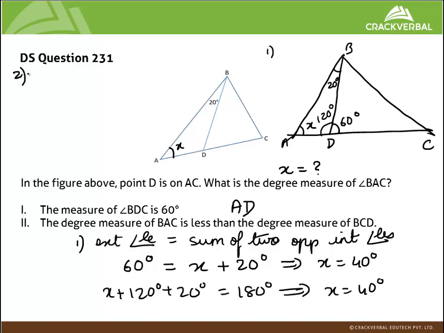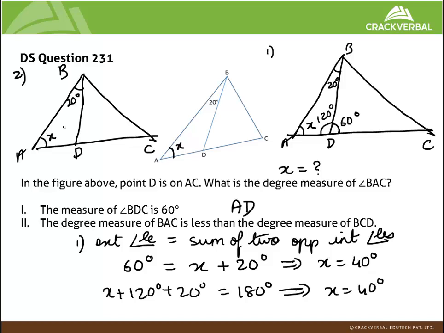The second statement tells us that the degree measure of angle BAC is less than the degree measure of angle BCD. So again, redrawing the figure, we have A, B, C, D, we have this angle to be 20, and we've taken angle BAC to be x. Since the second statement tells us x is less than the degree measure of angle BCD, let us keep this to be y. So the second statement tells us that x is less than y.